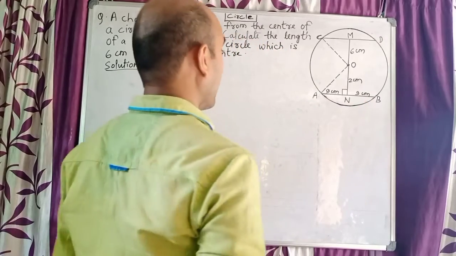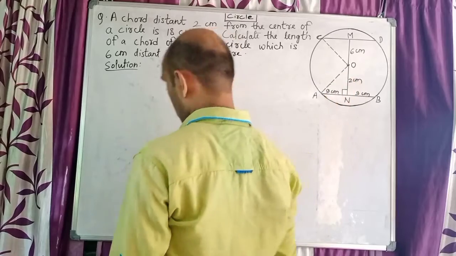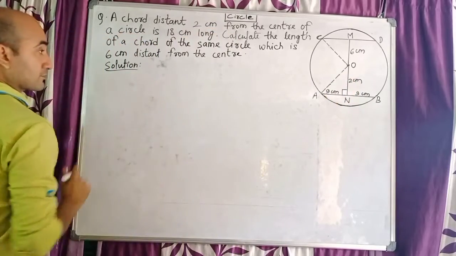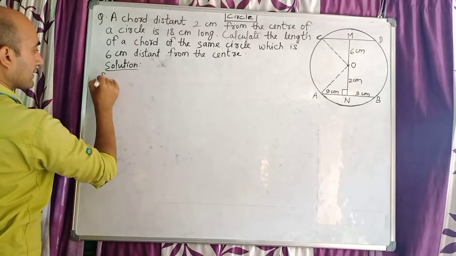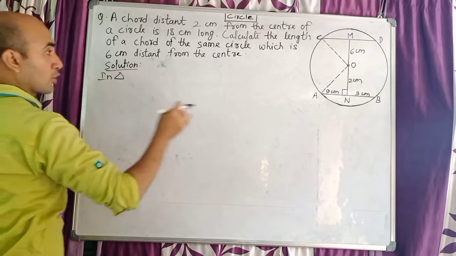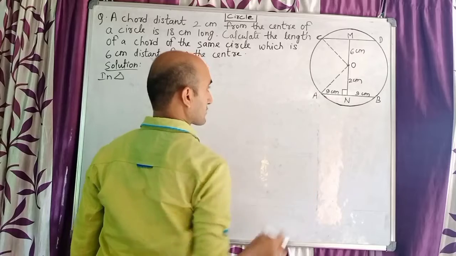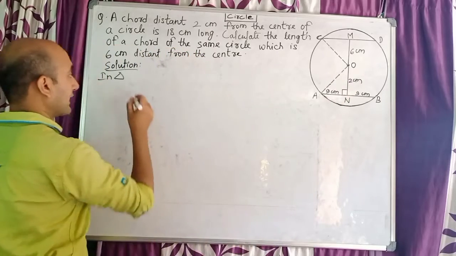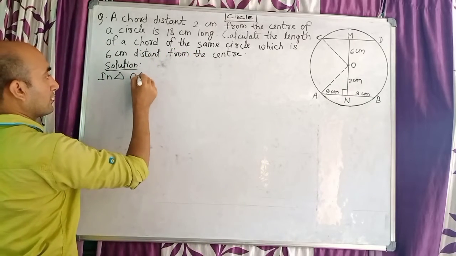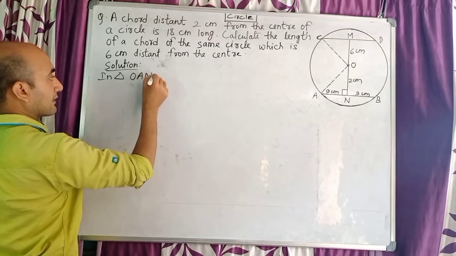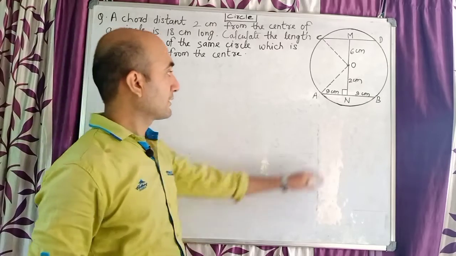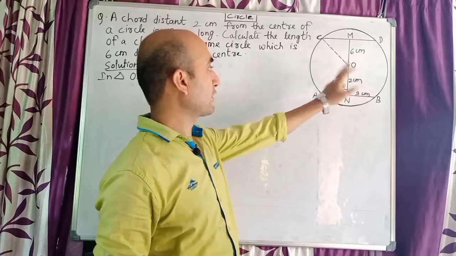Okay, now I will start from this figure. So my solution will begin. You will write in triangle, the lower triangle, because in this triangle we know two things. So take this triangle OAN, in triangle OAN. In this triangle, base is 9, perpendicular is 2.